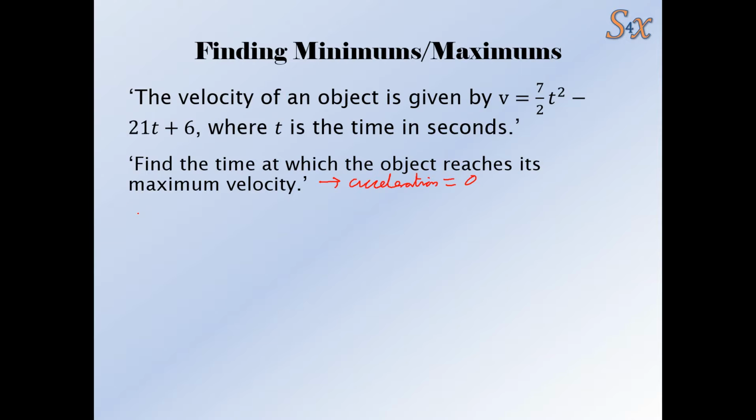So I need an expression for the acceleration, don't I? Remember that the acceleration is the velocity differentiated. Yeah? So to go from velocity to acceleration, we differentiate. That means I need to differentiate the expression I've been given in the question, which is 7 over 2 t squared minus 21t plus 6. If I differentiate that, I get 7t minus 21. And that's my expression for the acceleration.